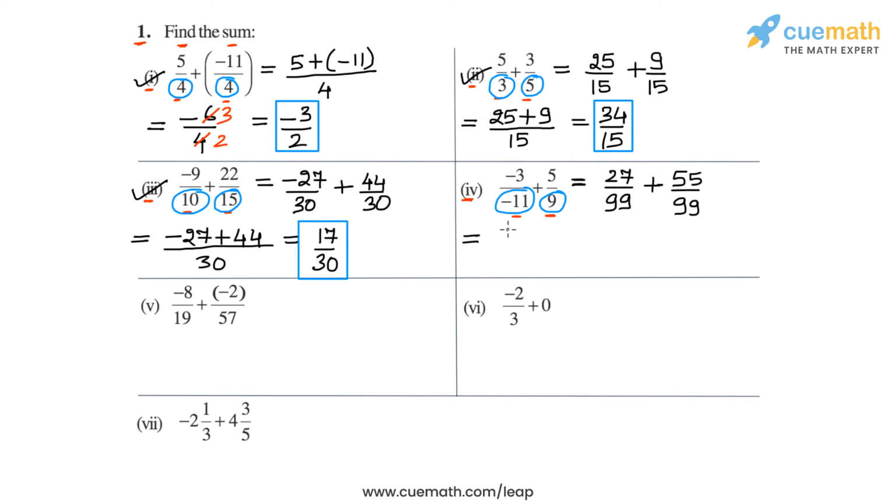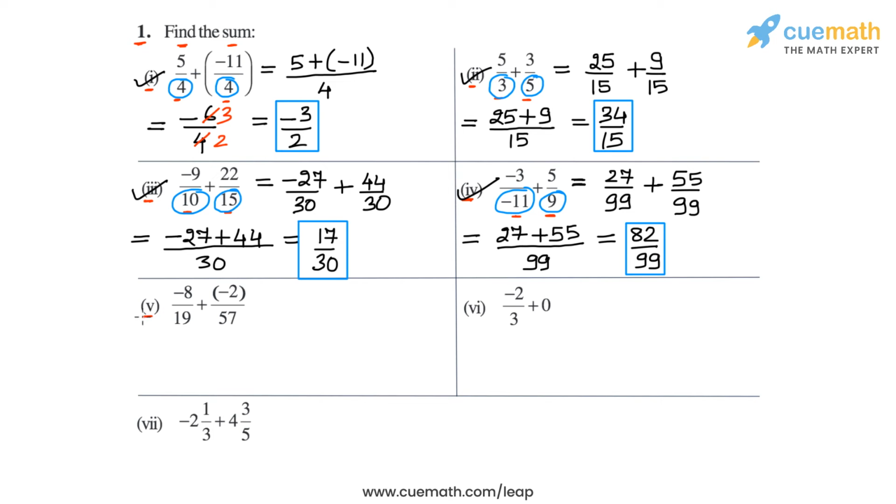And now we can write this as 27 plus 55 divided by 99, correct? And then 27 plus 55 is 82. So we will get 82 by 99. So in part 4, the sum is 82 by 99. So that completes part 4.